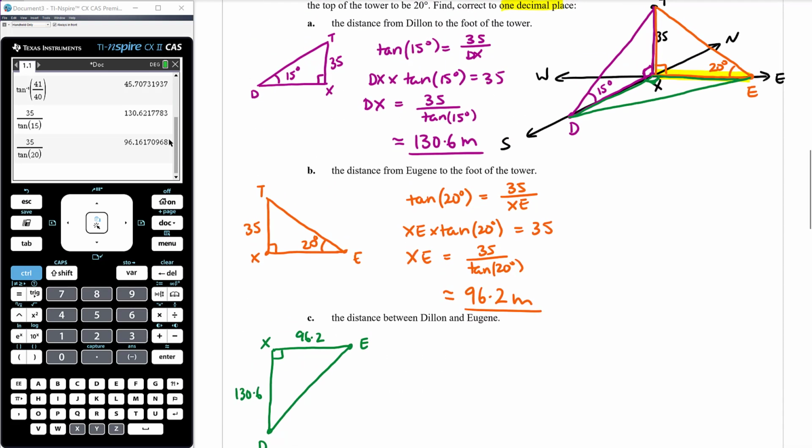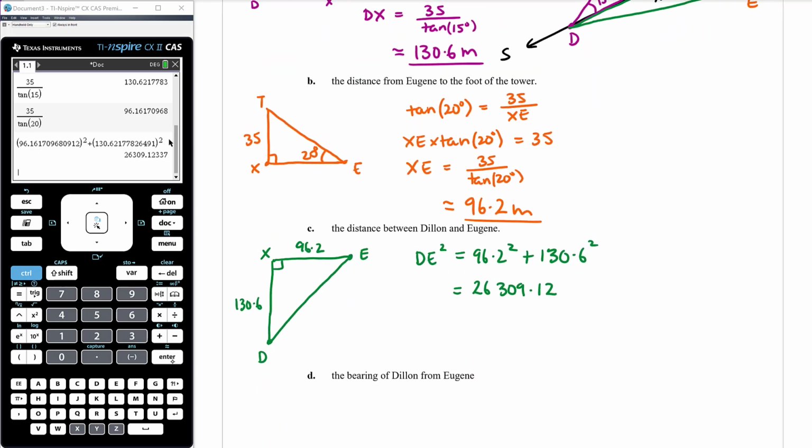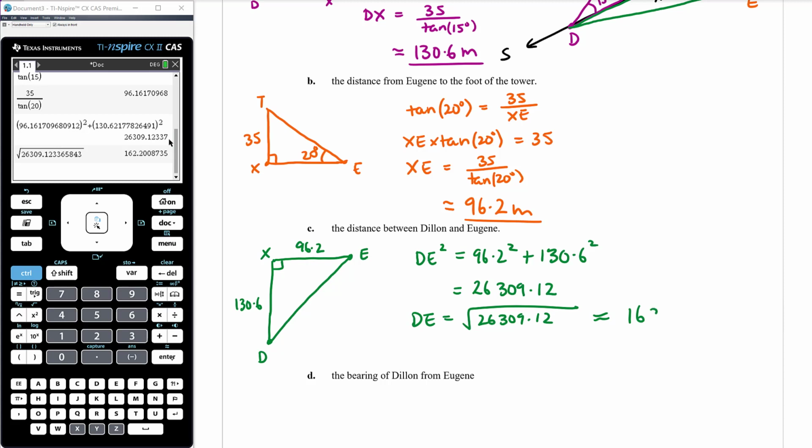We've got two lengths in a right angled triangle, so we're going to use Pythagoras. DE is the hypotenuse. DE squared is 96.2 squared plus 130.6 squared. Now remember, we don't want to use rounded answers to then create more rounded answers, so no reason not to work exactly with our CAS. We're going to do that squared plus this answer squared. Okay, and that's 26309.12. And so DE is the square root of that, which is approximately square root of that number there. Now we give our answer to one decimal place, 162.2 meters. And that should make sense, which it does.